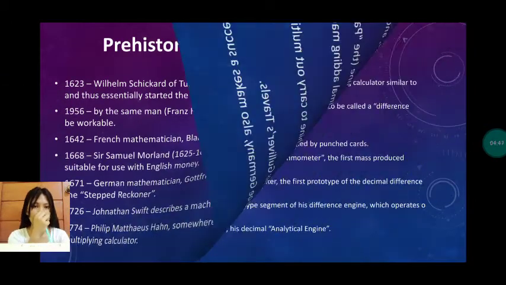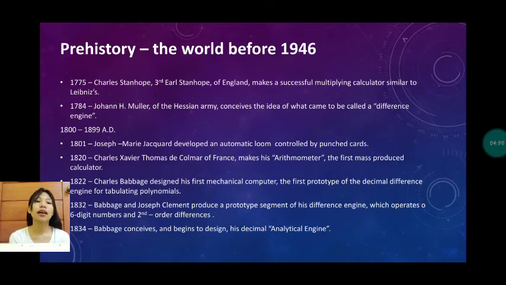So for the next, the world before 1946. In 1775, Charles Stanhope, 3rd Earl Stanhope of England, makes a successful multiplying calculator similar to Leibniz's. In 1784, Müller of the Hessian army conceives the idea of what came to be called a difference engine.